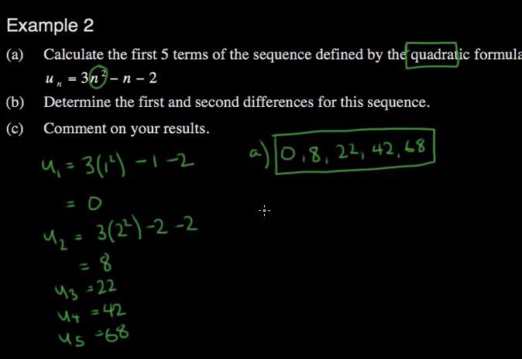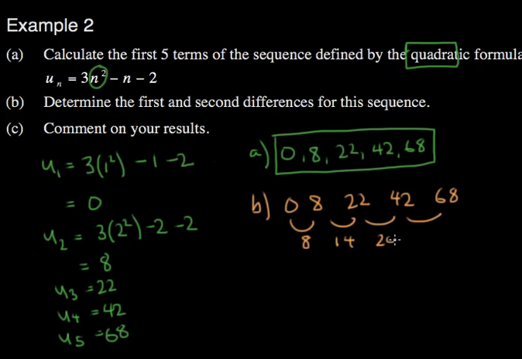Now for part B, it's asking for us to find the first and second differences. So then the first differences, we could just write the sequence again, find the first differences, which in this case is 8, 14, 20, and 26. And then it's asking for the second differences, and that is the second row. And that, in this case, is 6, and 6, and 6. And this is now constant. Because the second differences are constant, we will be able to work with this, I believe.